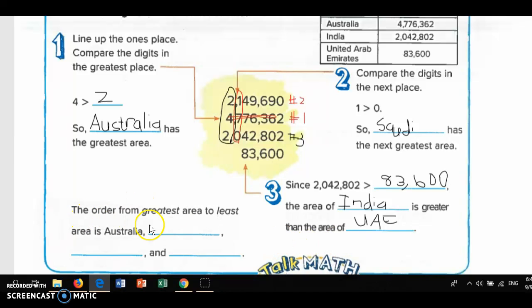Right. The order from greatest area to the least area is Australia, Saudi, India, and United Arab Emirates.